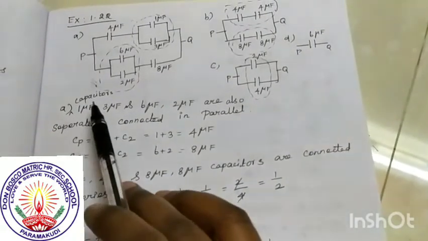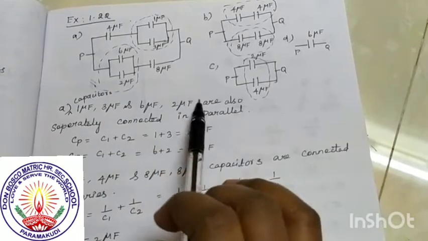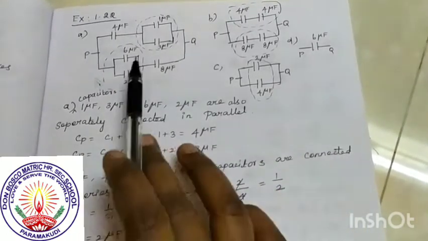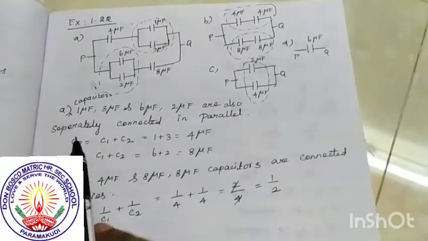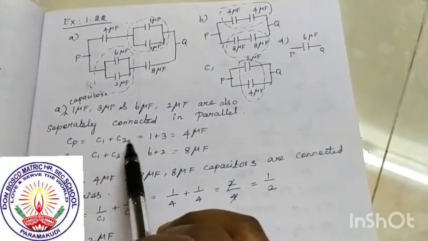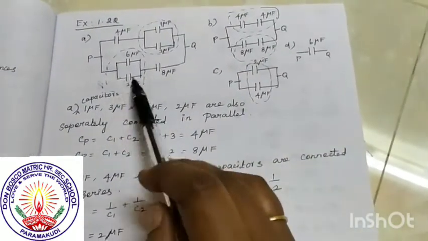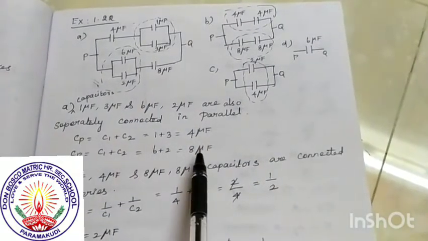So first look at the first diagram. How many capacitor values are given? 4 capacitors are separately connected in parallel. So we have to add these two terms. First we take the parallel connection terms. So Cp is equal to C1 plus C2. Add these two terms, we get the answer. And for the second parallel connection, we get the answer Cp is 8 microfarad.